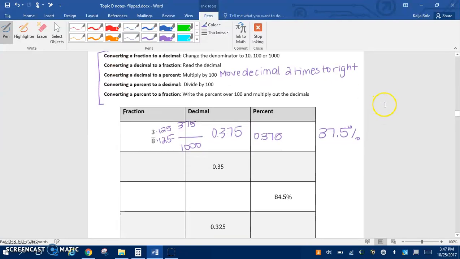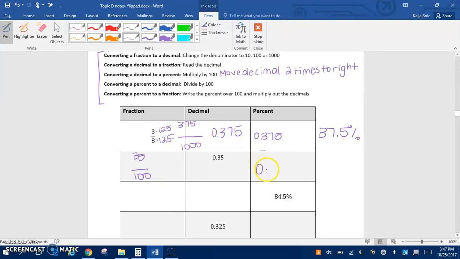Alright, now if we look at the next one, they gave us a decimal. To go from a decimal to a fraction, you just read the decimal. So this is 35 hundredths. That means the fraction would be 35 out of 100. And it's easy to put this decimal into percent, right? We move it over 2 spots. Our decimal is already 0.35. So that means our percent would just be 35%. This is kind of like what we did yesterday.